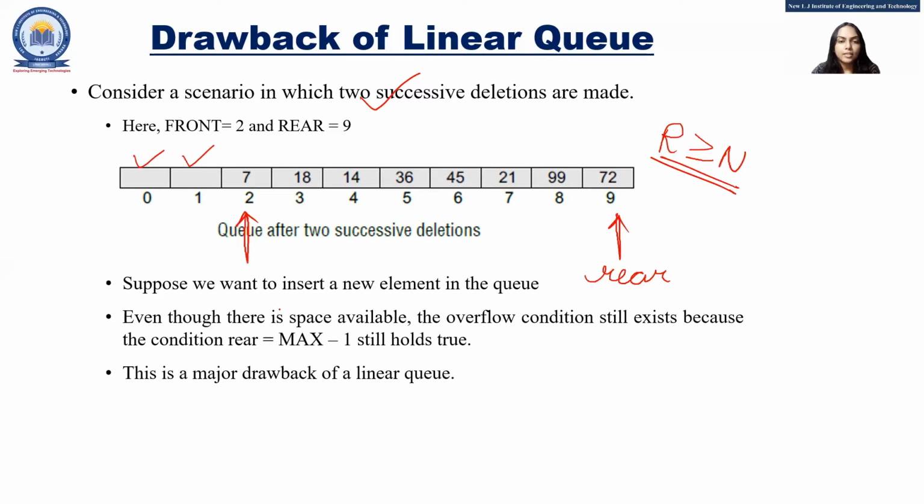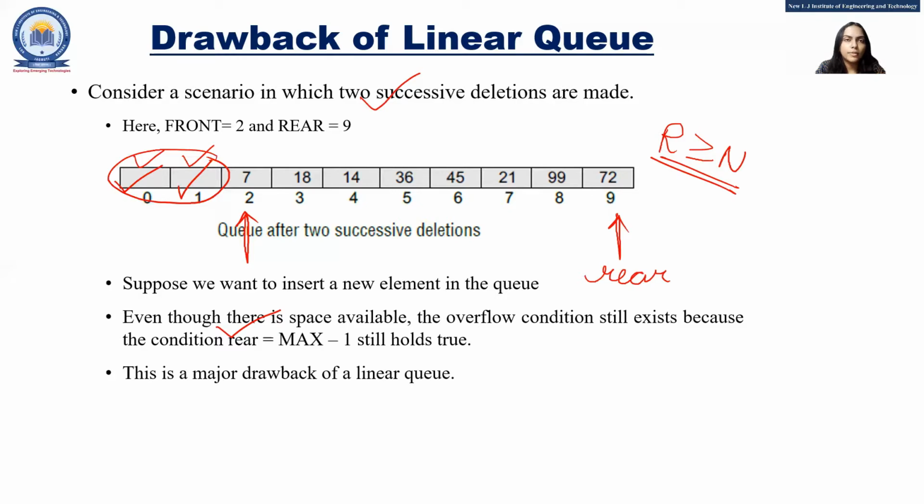So even though there is space available, the overflow condition still exists because this condition, that is max minus 1, or we can say r greater than or equal to n, still holds true. This is the major drawback of linear queue, because even though we have spaces, once the rear pointer has shifted, we cannot insert new elements. Once the elements get deleted, we cannot insert a new element at that particular location. This is the drawback of linear queue, which is overcome by other forms of queue that we are going to see in coming lectures, right?